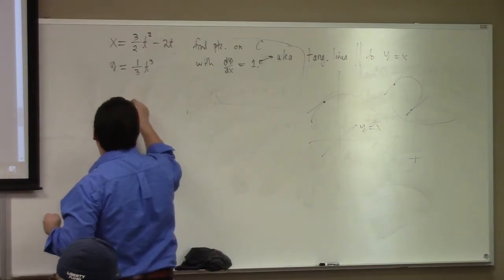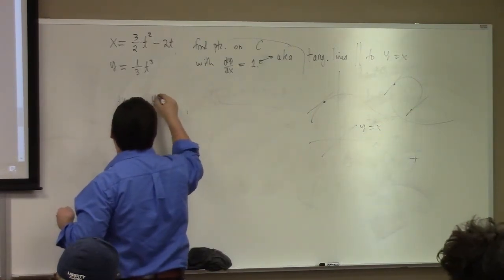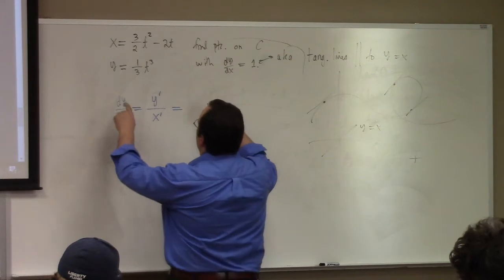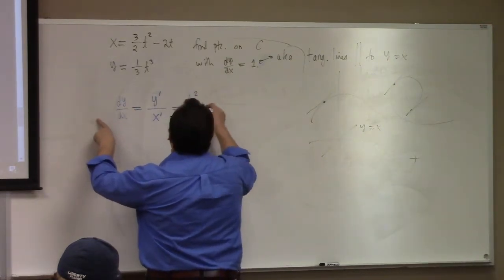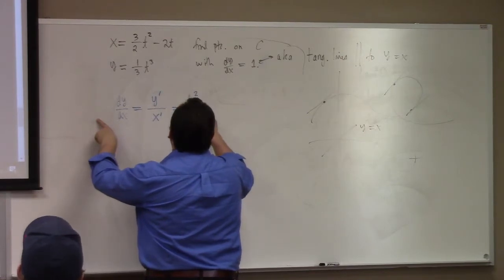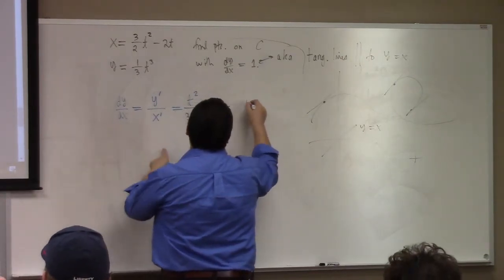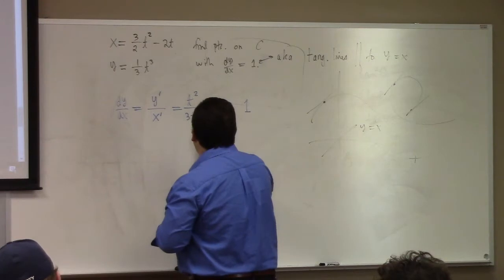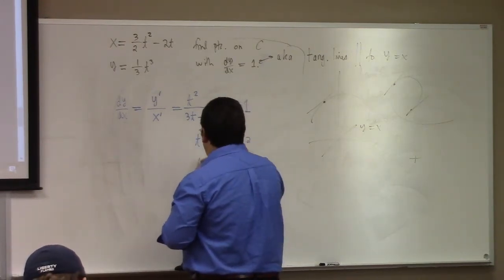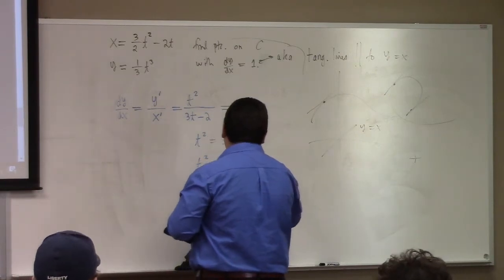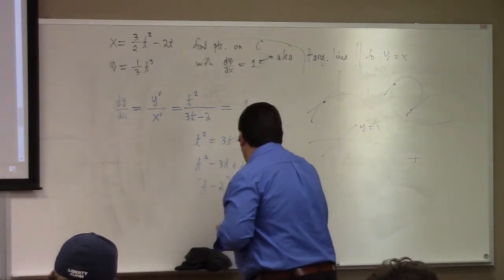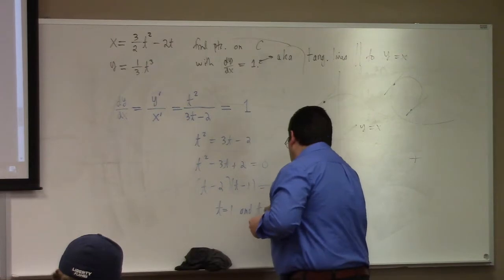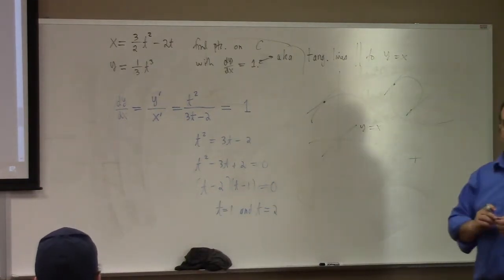Well, what's dy/dx? It's y prime over x prime, which in this case is t squared divided by what? Divided by 3t minus 2. I set that equal to 1. But that gives me a quadratic in t. t squared equals 3t minus 2, also known as t squared minus 3t plus 2 equals 0, which is (t minus 2)(t minus 1) equals 0, which gives me t equals 1 and t equals 2 as the times at which we can reach parallel tangent lines to y equals x.